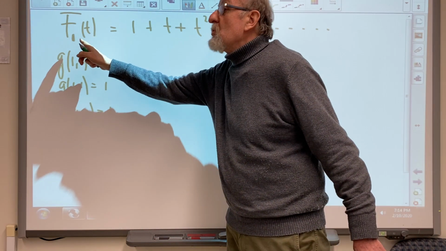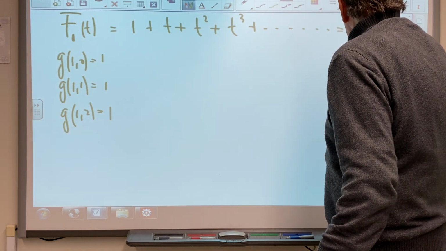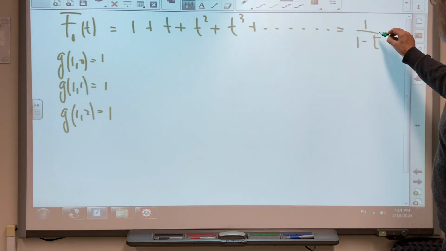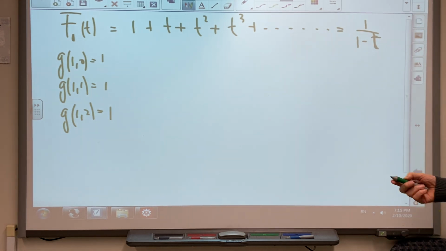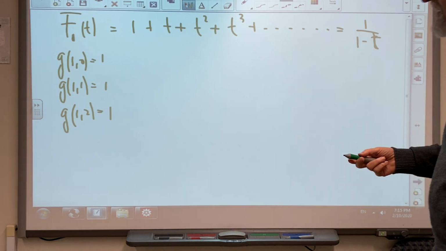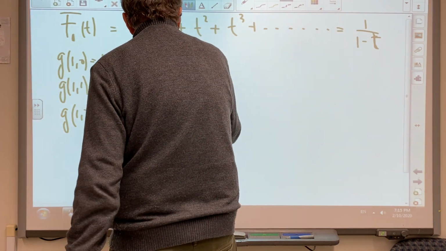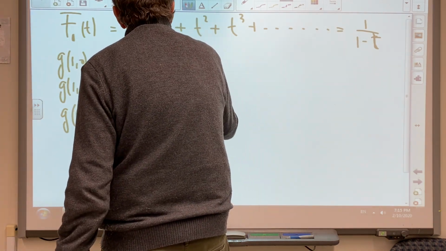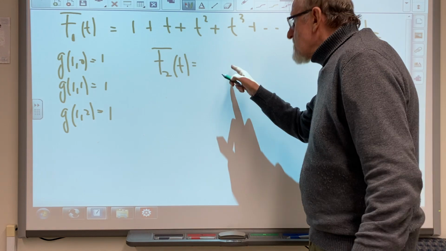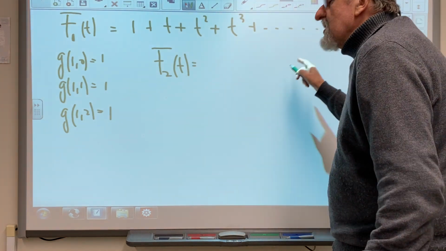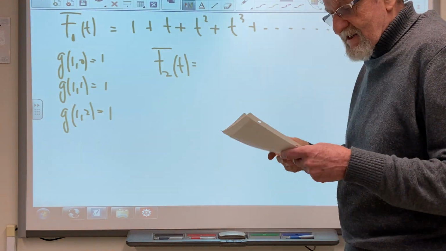In the case of f sub 1, which is not what I need, I need f sub n, this function actually is 1 over 1 minus t. So f sub 1 is easy to get. The question is how to get the other ones. So let me do f of 2, and I am sure you will guess immediately what f2 of t is. It is g of 2, 0 plus g of 2, 1 times t plus g of 2, 2 times t squared, etc.